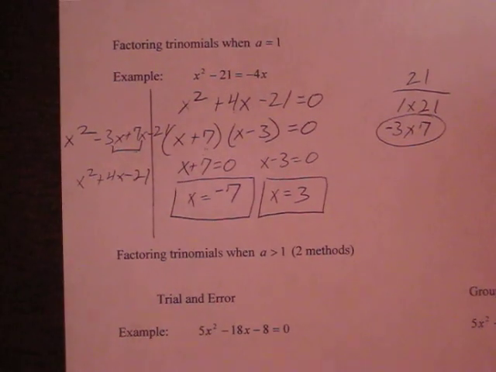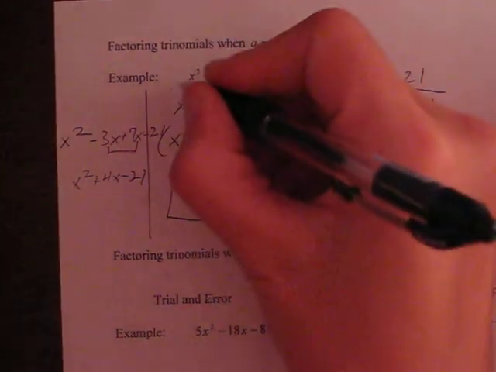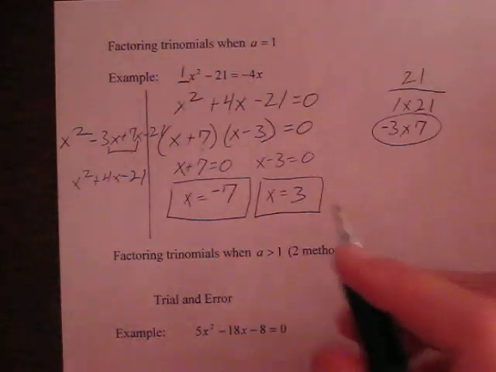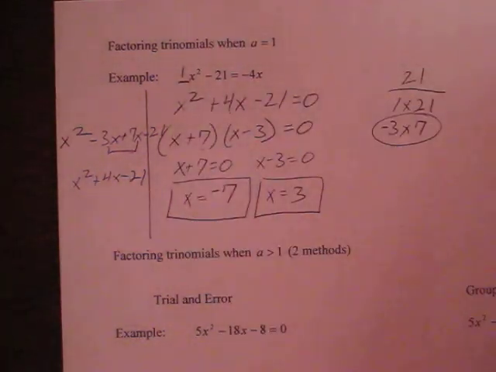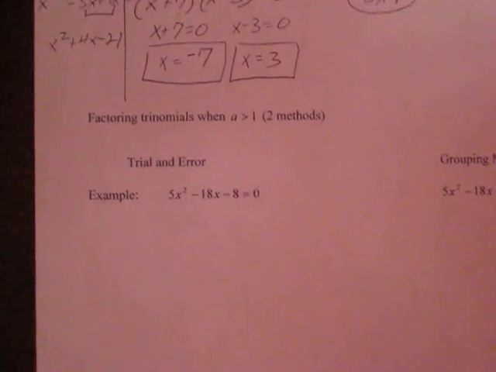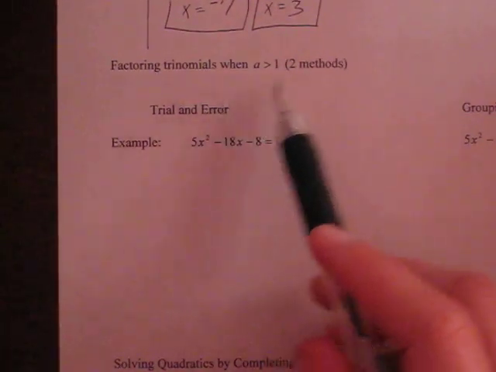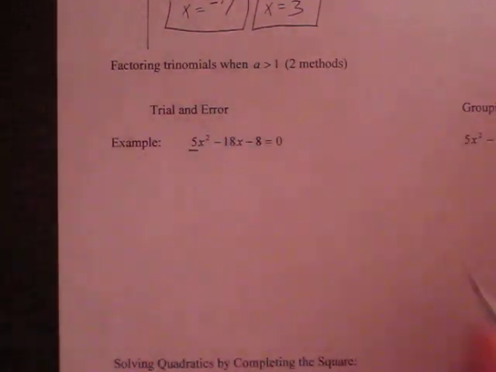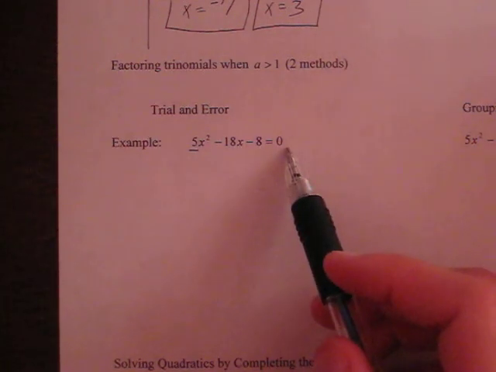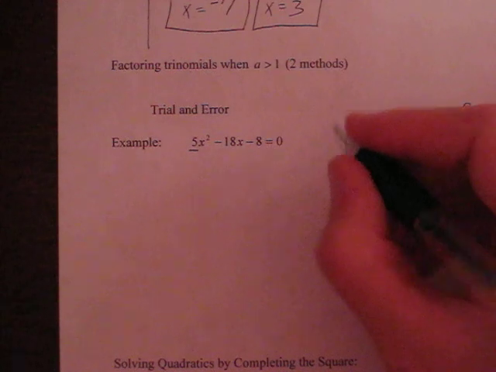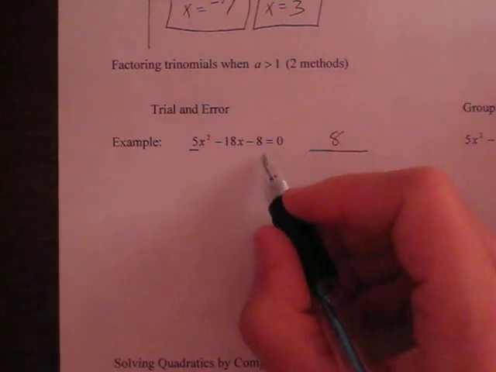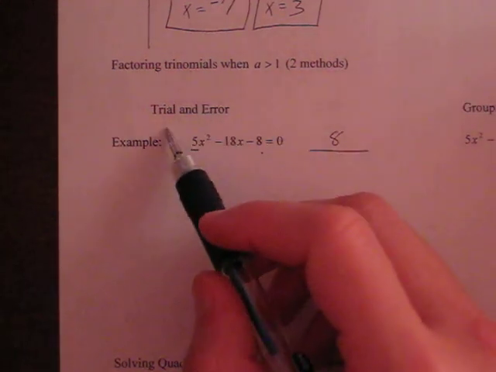In my last example, a was equal to 1, and a is the number in front of x squared. Whenever it's like that, it's pretty easy to factor using the trial and error method. When a is greater than 1, which in this case a is 5, it makes it a little bit tricky. You still want to make sure that everything is equal to 0, and we still want to list out our factors for c. This is if we're doing the trial and error method.